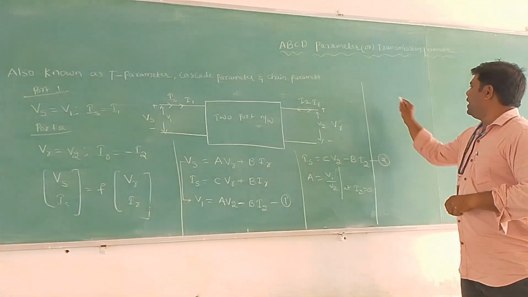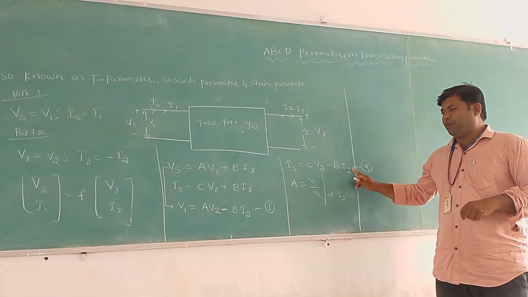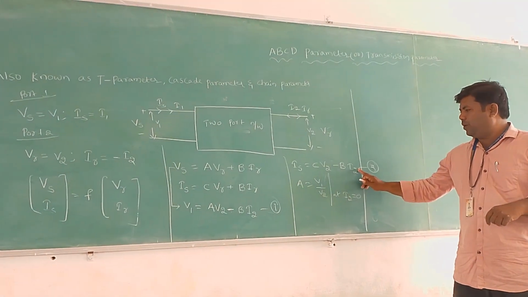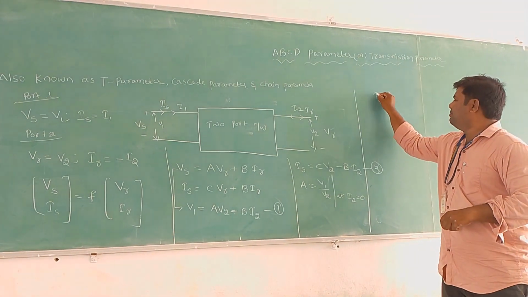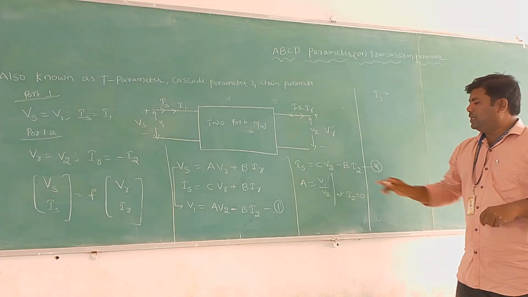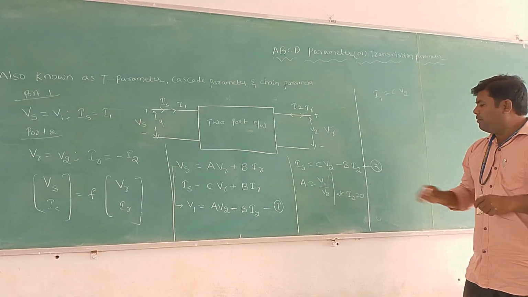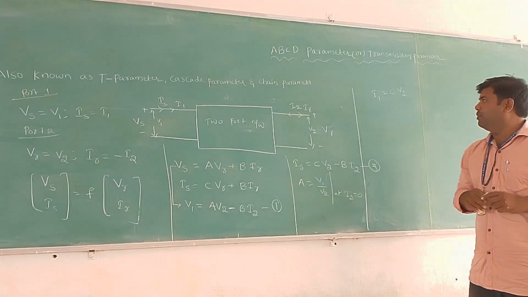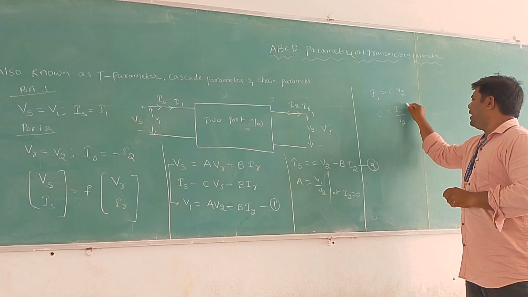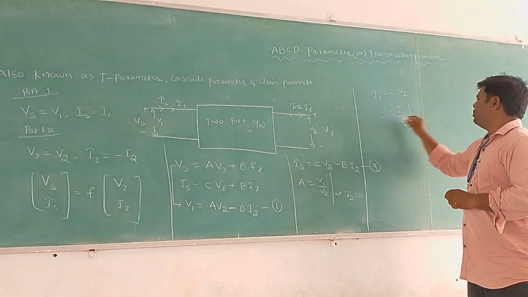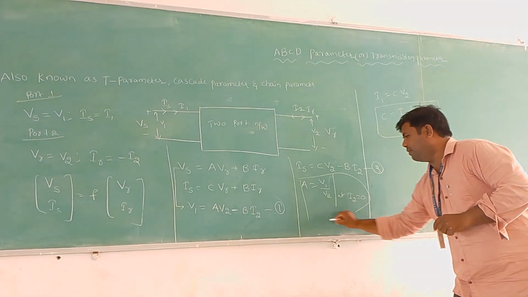Next, coming to the C parameter. From equation number 2, same I2 is equal to 0, we are substituting the value 0. So IS, in the sense generally, IS is equal to I1. So I1 is equal to C into V2. Why? Because here I2 is equal to 0. So C is equal to I1 by V2 when I2 is equal to 0. So the C parameter, and also the A parameter, we are getting the values.